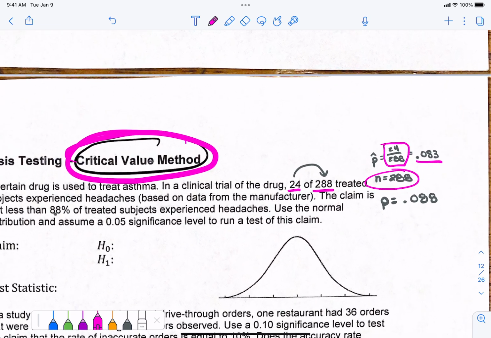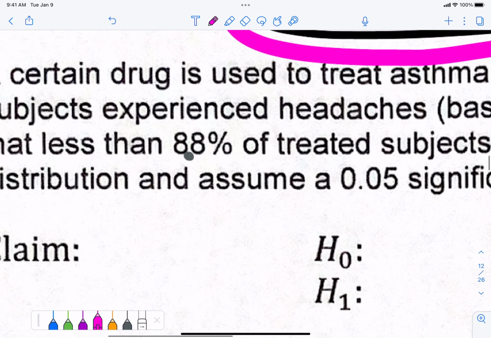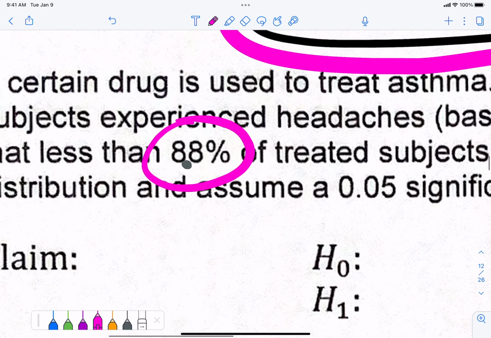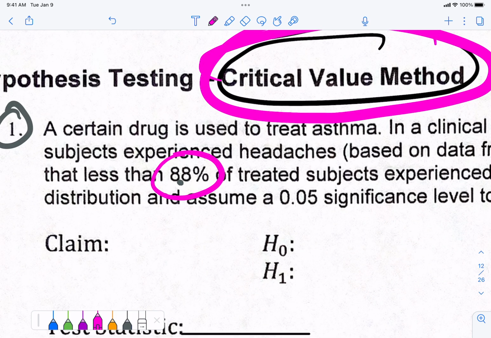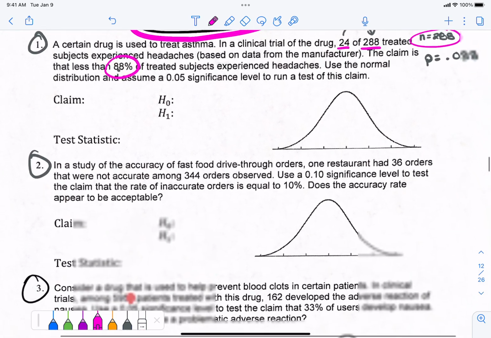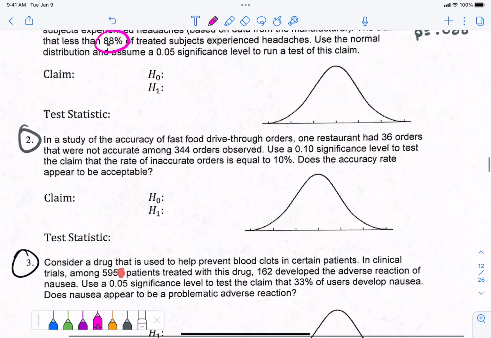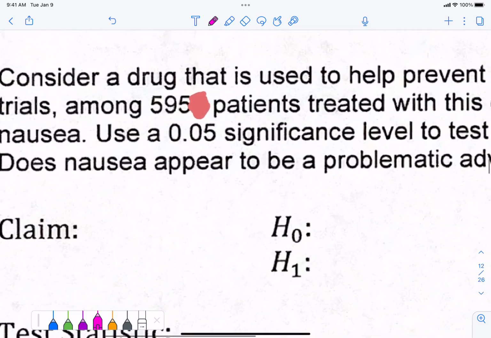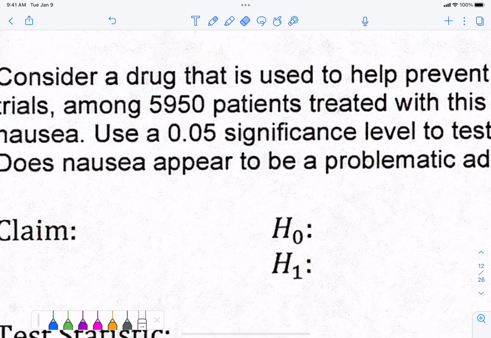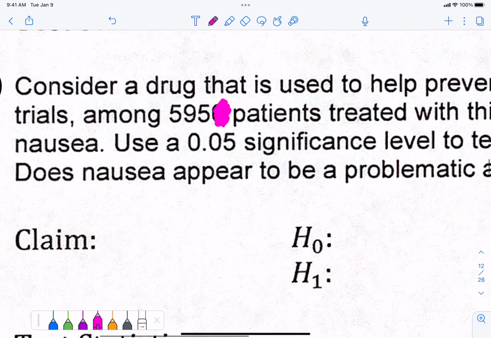Oh, this is a typo right here. This should say 8.8%. Fix that. Instead of 88%, otherwise you're going to be like a huge reject. 8.8% is what there should be. I think there's another typo somewhere maybe. Oh, right down here. Number 3. That should not say 5950. That should just say 595 instead of 5950.